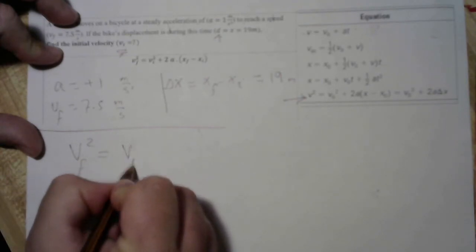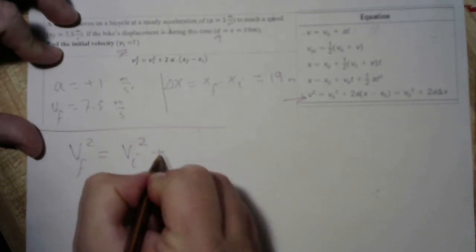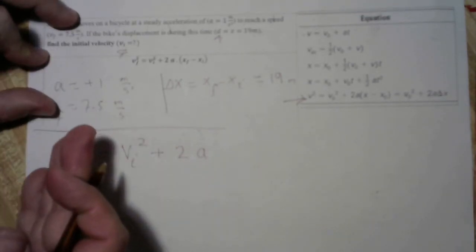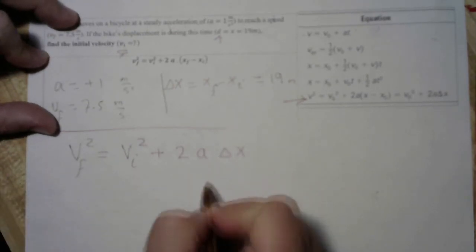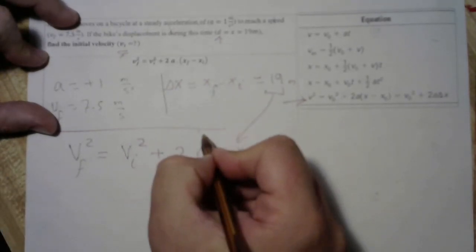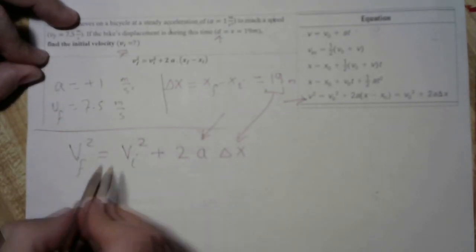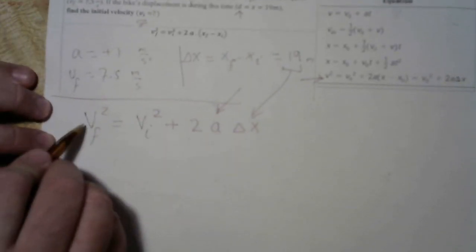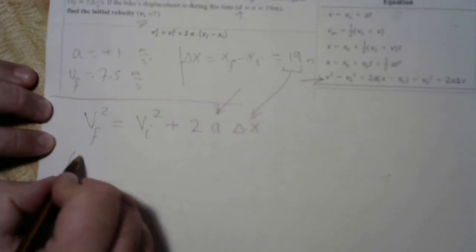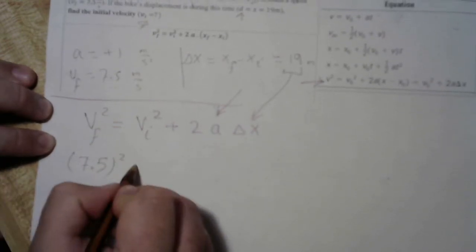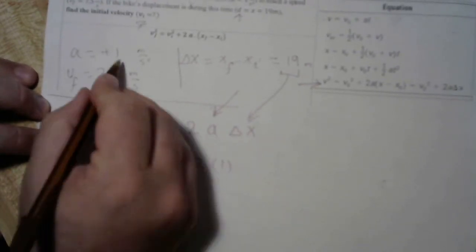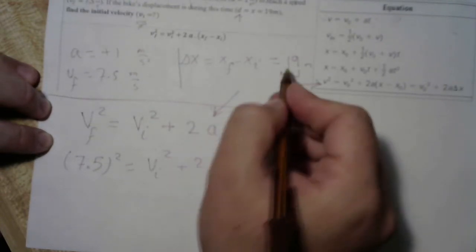I will write it here. V final squared is equal to v initial squared plus 2 multiplied by the acceleration, which is constant and uniform in our case, multiplied by delta x. Delta x is given, the acceleration is given, v final is given. I need to compute v initial. But be careful, I have in this case v final squared. So I will put 7.5 squared is equal to v initial squared plus 2 multiplied by the acceleration, which is 1, multiplied by the change in the position, which is 19.